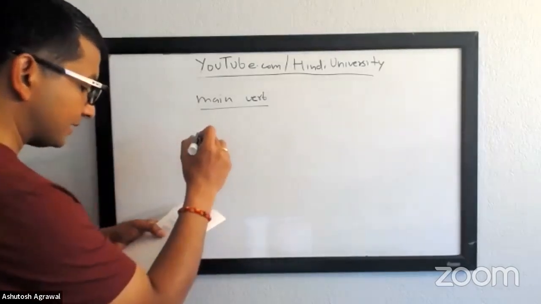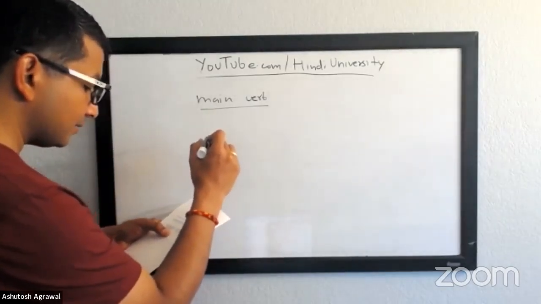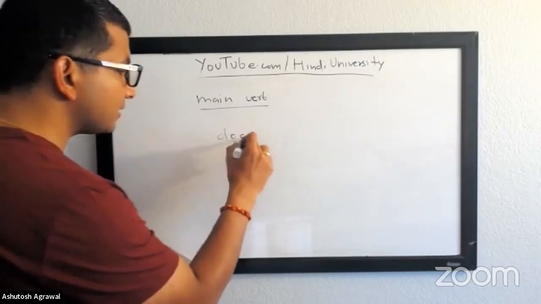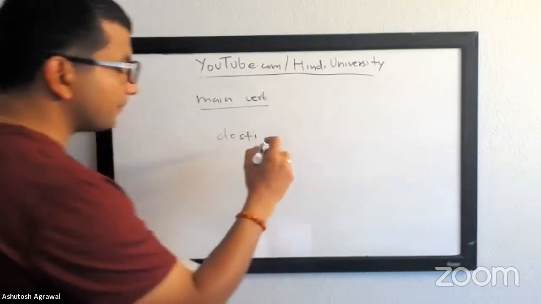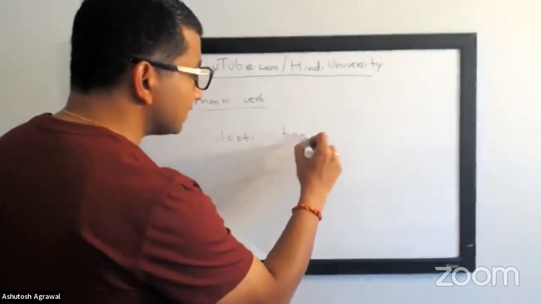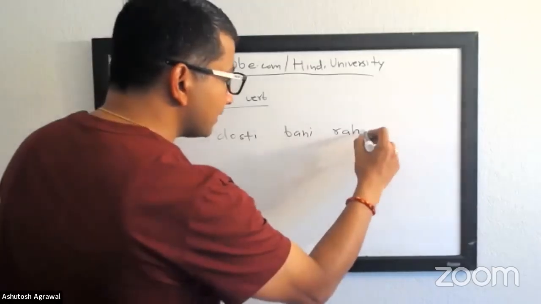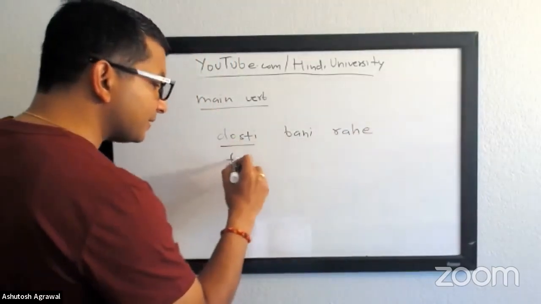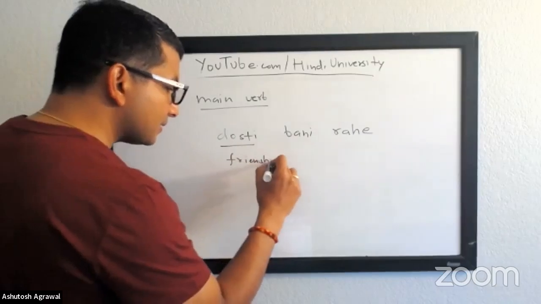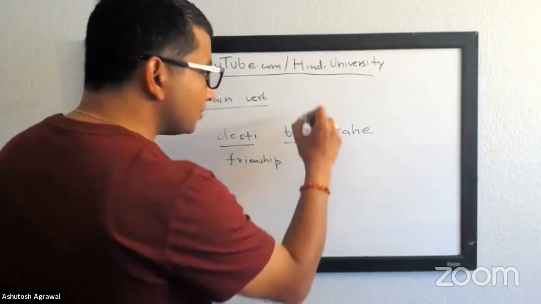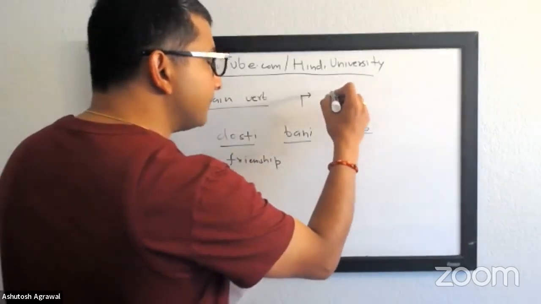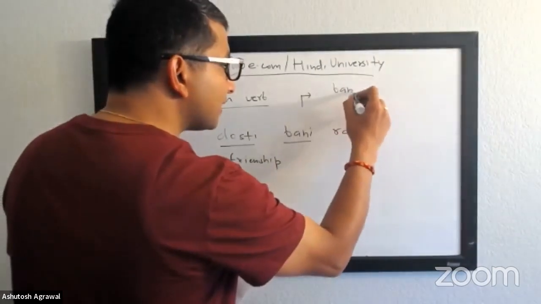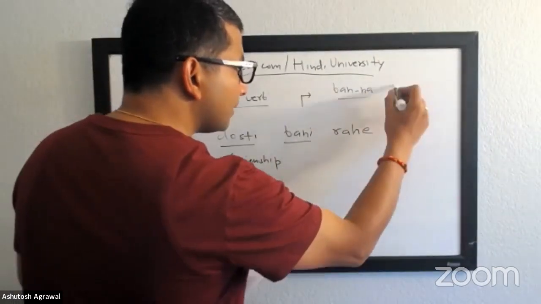Let's say you have the sentence "dosti bani rahe". This is the example that Delacy uses. Dosti is friendship. Now the main verb here is banana. Okay, banana.